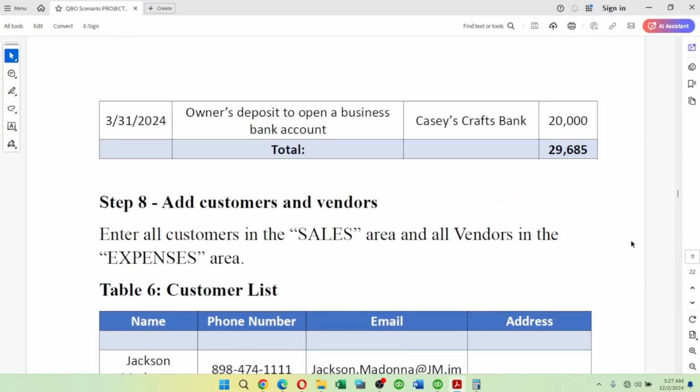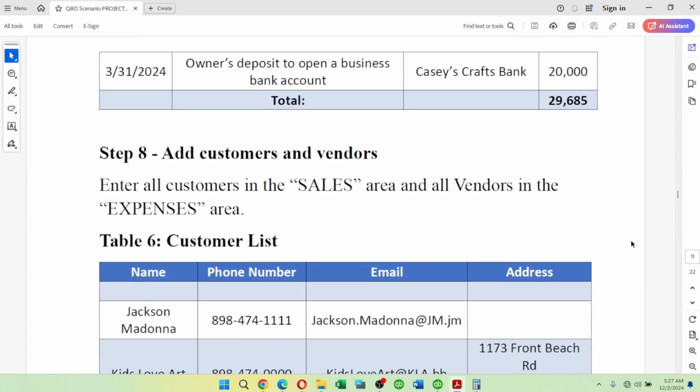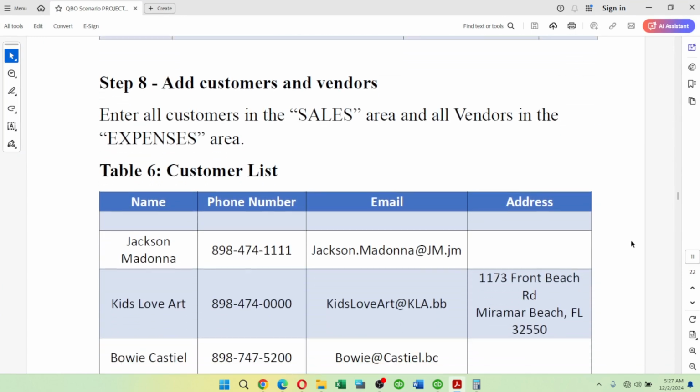In the next section, we are going to see how to add customers and vendors, and how to include their details as well and other transactions.